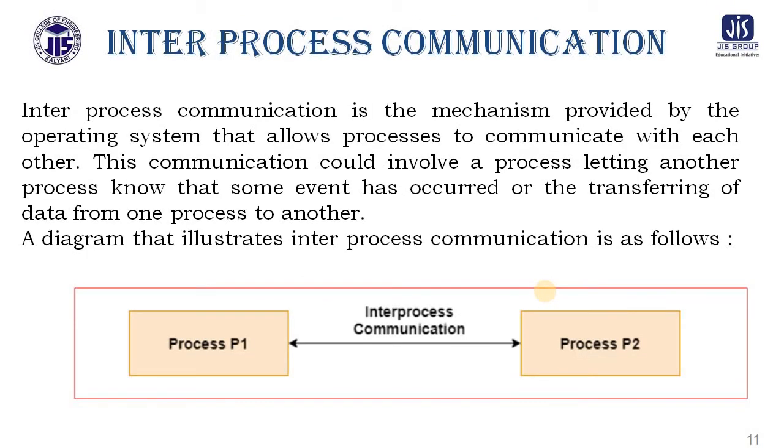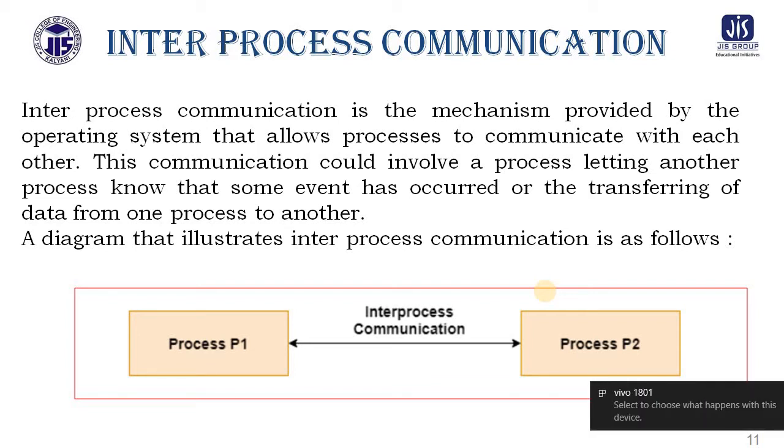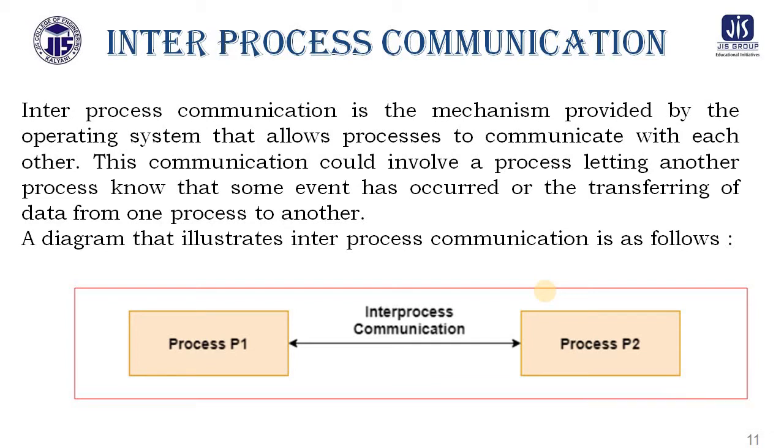So what is inter-process communication? Inter-process communication is the mechanism provided by the operating system that allows processes to communicate with each other. Assume there are two processes in the diagram, process 1 and process 2, and process 1 wants to interact with process 2. So there must be a function call, or some interaction point, from process 1 by which it will communicate with process 2, or there will be some dependency between them.